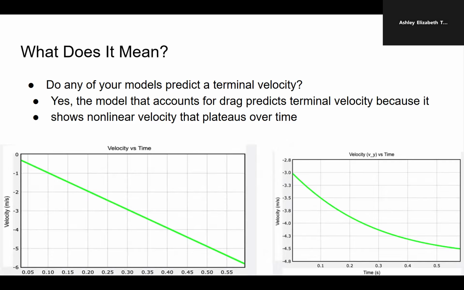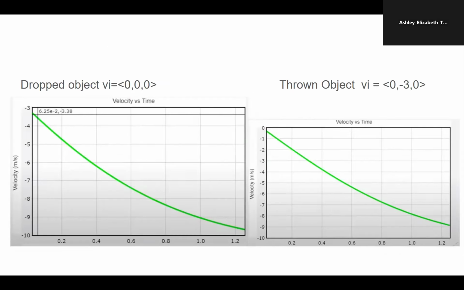Finally, when comparing a dropped object to a thrown object with initial velocity, we see that the initial conditions affect the motion early on. However, over time, gravity and drag dominate the motion, and both cases begin to show similar behavior.